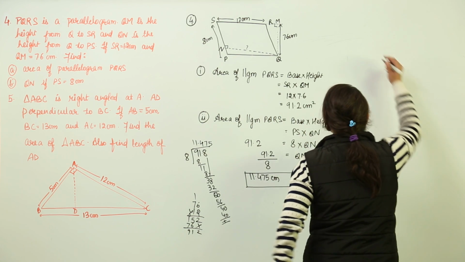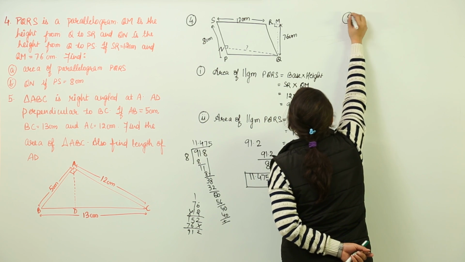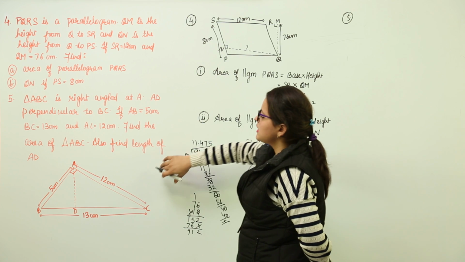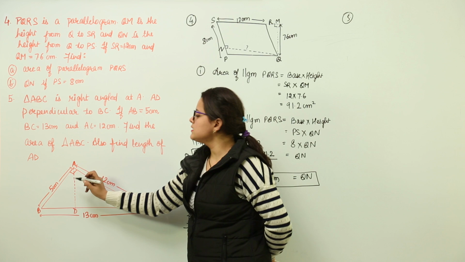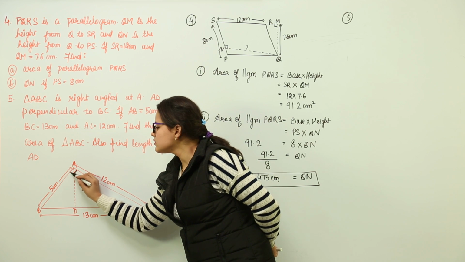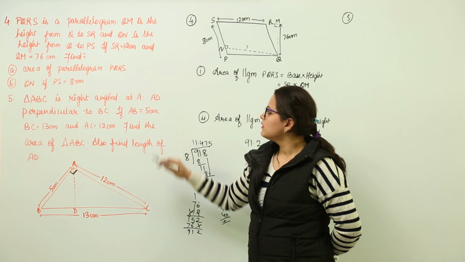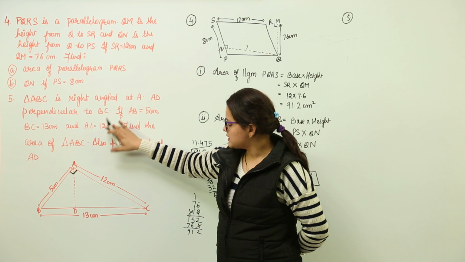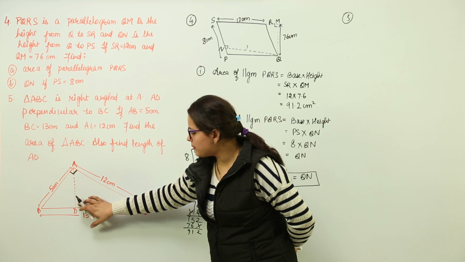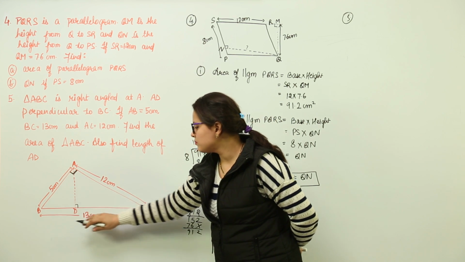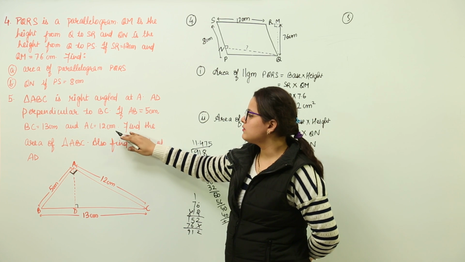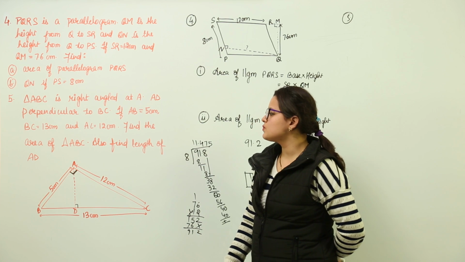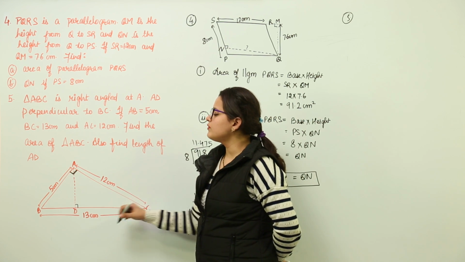Similarly, you have the next question now. That is question number 5. Question number 5 is saying you have a triangle ABC right angled at A, meaning this angle is given to us as 90 degrees. AD is perpendicular to BC. We have AD perpendicular made to BC. You have AB given as 5, BC given as 13 and AC given as 12. We have to find the area of ABC.